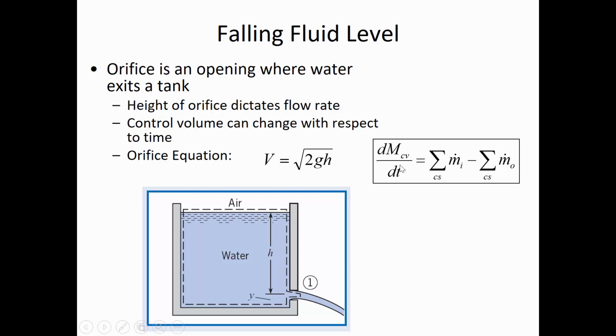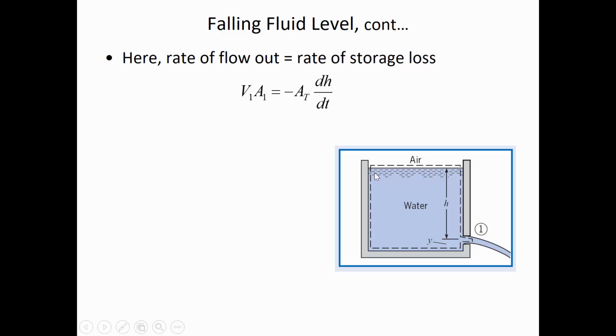we're combining Bernoulli's equation with continuity to try and find out how long does it take for the liquid level to fall when we have, in this case, no flow coming in, because it's just a fixed amount of water, but we do have flow going out. So what we'll be doing is tracking the change of mass inside the control volume over time.